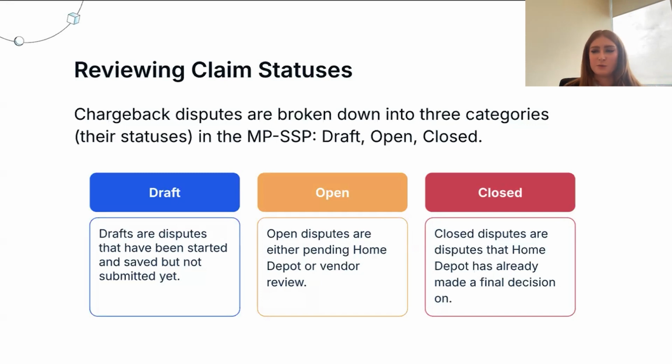So once a dispute package has moved into that closed status, if there is a denial on it, like I mentioned, it's hard to get Home Depot's attention, but opening a dialogue just might do so, and then they would move it back into that open status.